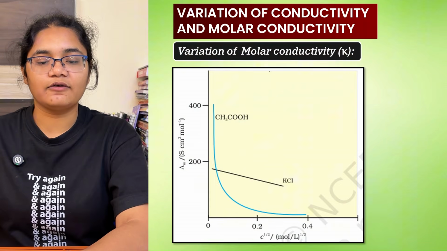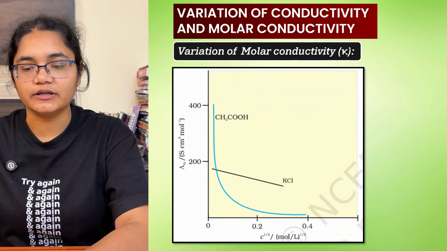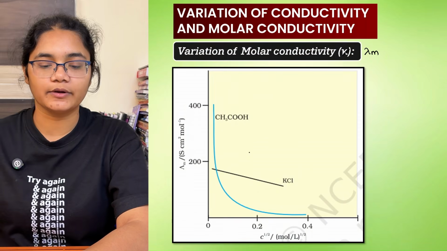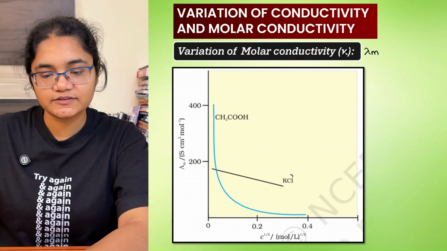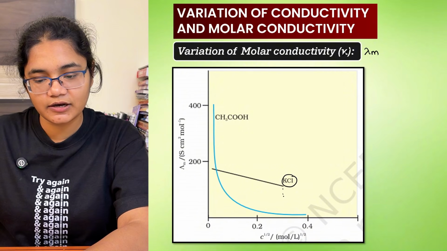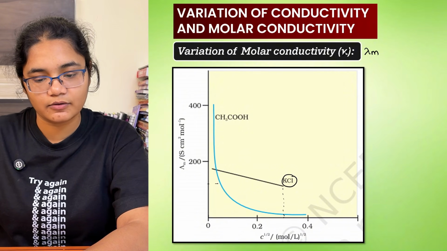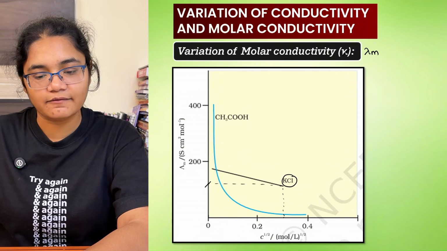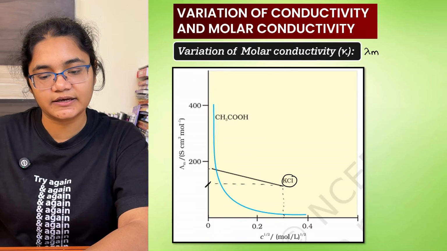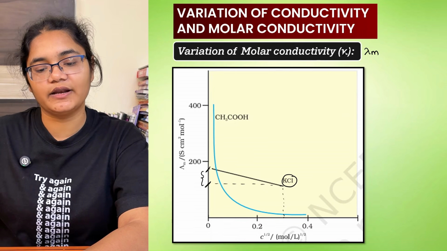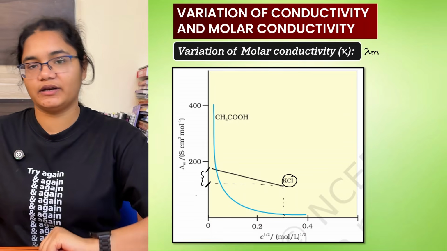You can see the graph of variation of molar conductivity. Sorry, this axis will be lambda m. You can see that this is a strong electrolyte. The initial conductivity was somewhere here. When the concentration was higher, the value was here, and when the concentration decreased, the value came somewhere here. This is the increase in molar conductivity.